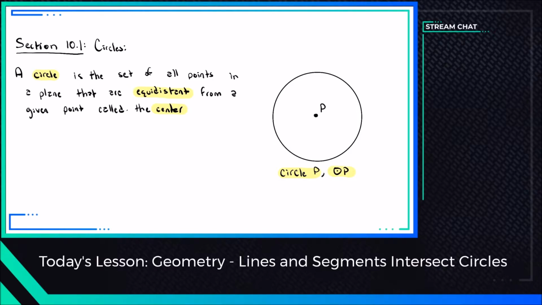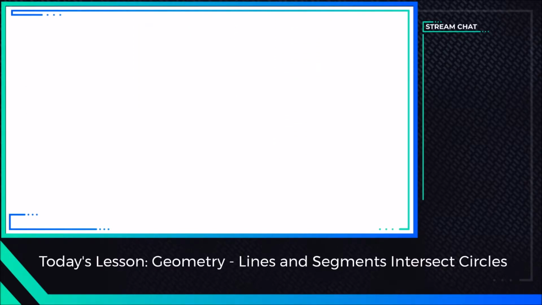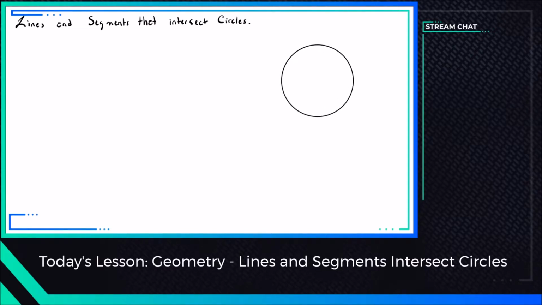So now that we know what a circle is, just as a quick reminder, why don't we go and talk about some of the more nuanced facts about circles, and specifically lines and segments that intersect circles. All right, so why don't we get started by just drawing a circle, and we're going to call this circle P. And we're going to draw everything as we move along here.